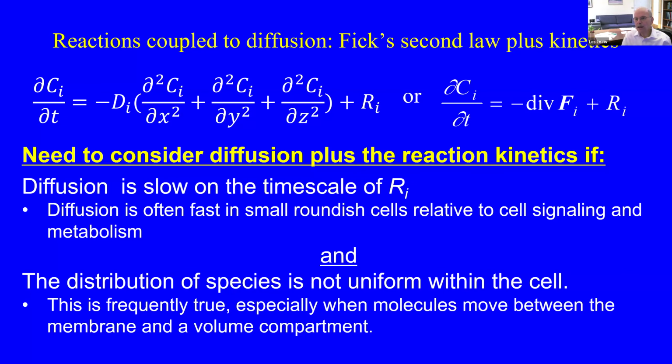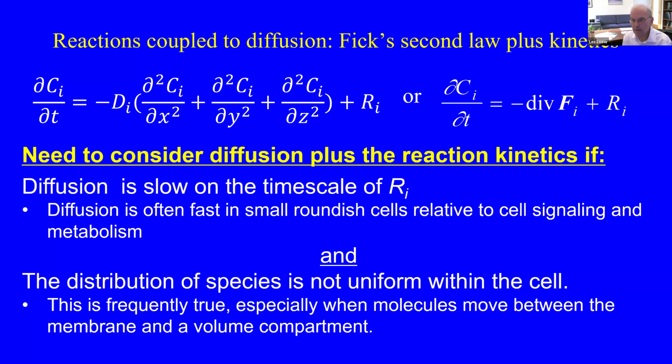So in order to decide when you need to use it, there are two considerations. First of all, diffusion has to be slow on the time scale of the reactions. If diffusion is very fast on the time scale of the reactions, then the molecules involved will spread out within the entire volume before a reaction has a chance to happen. And if that's the case, you might as well consider the concentration to be uniform within the volume, right?